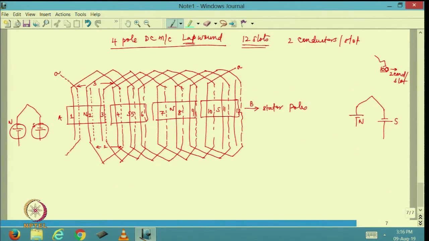From here, this is 13, 13 minus 2. So, it should go back to 11. So, I should show this as B, this should also be B. Let us say this is C.